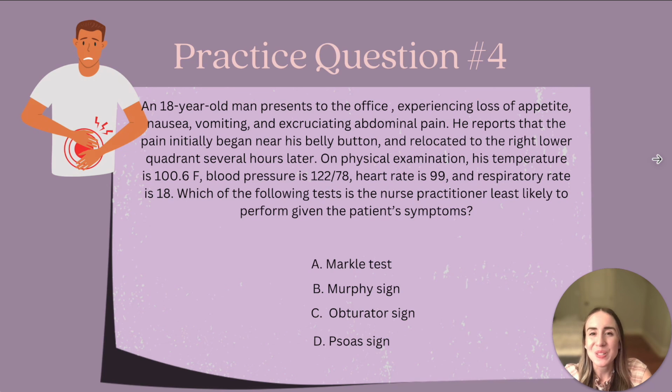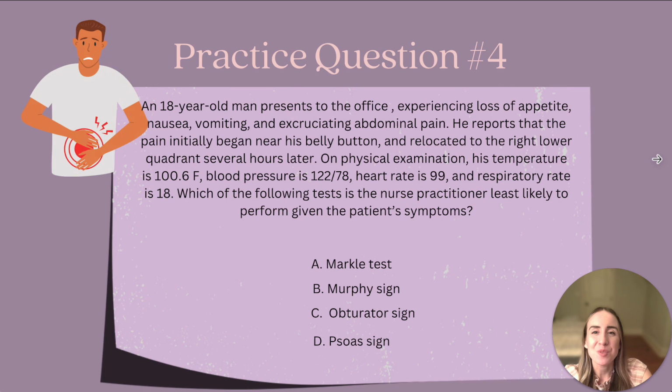Now, what about psoas sign? Option D. Do you remember how this one is performed? The patient will lie supine and the examiner will have them try to lift their right leg against resistance. If the patient experiences right lower quadrant abdominal pain during this maneuver, it is considered to be positive for appendicitis.